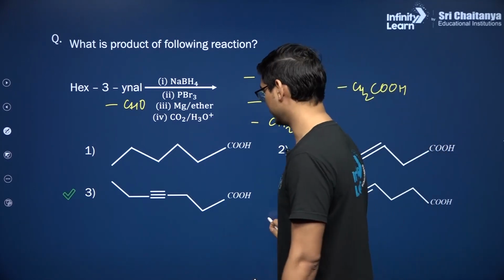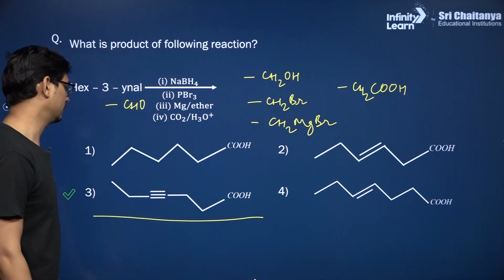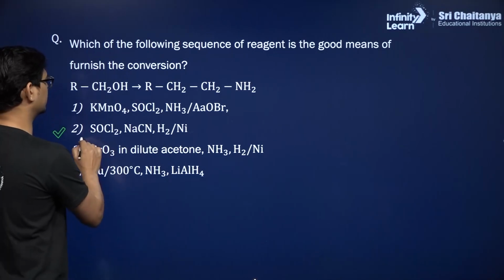So which is the correct answer? This one. The triple bond is going to remain there, right, that will not be reduced. Which of the following sequences is good? So that is this, right?